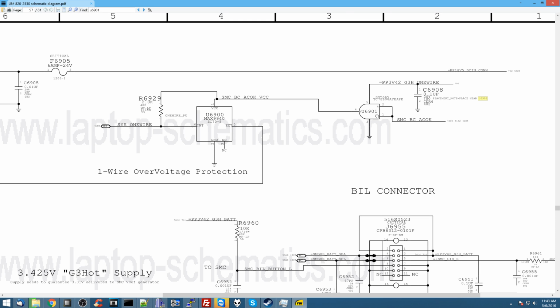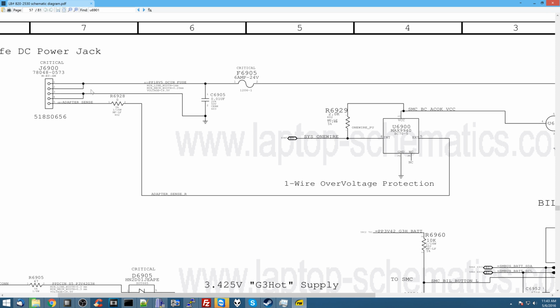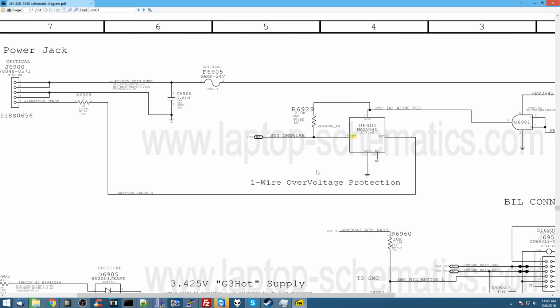PP3V42 powers this logic gate, which will then power this IC, which allows the external, which is the charger's adapter sense line, to talk to the internal, which is the SMC. So we wouldn't have any of that without PP3V42. So seeing that light means that it's present.